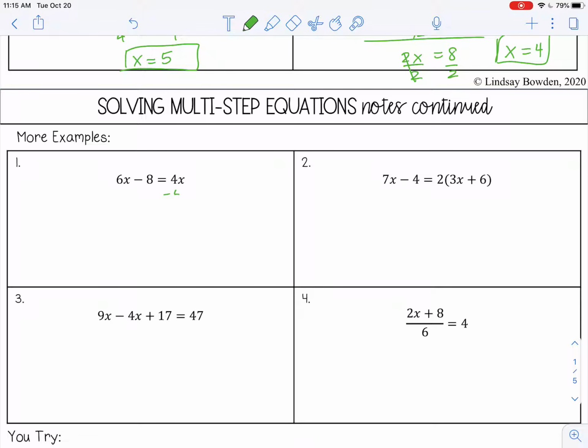I could move the 4x, and I'm going to show you what happens. So 4x minus 4x is 0. 6x minus 4x is 2x. Bring everything down. Now you can't leave nothing on one side of the equal sign, so if there's nothing left, you need a placeholder, which is 0. Now I can add 8 to both sides. And divide by 2.